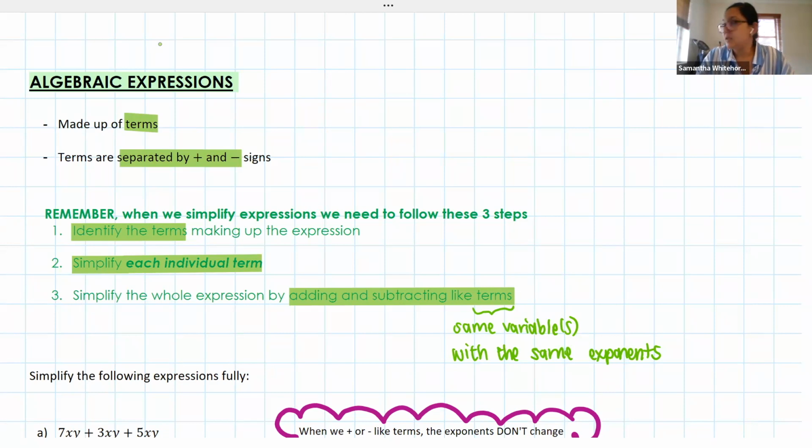Alrighty, so I'm going to give you 2 seconds to take a screenshot of that if you want, and then we're going to have a look at simplifying some expressions. Okay, so if you don't have your screenshots, take it now. I'm about to move away.